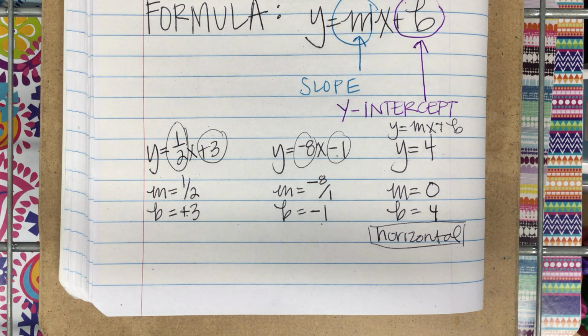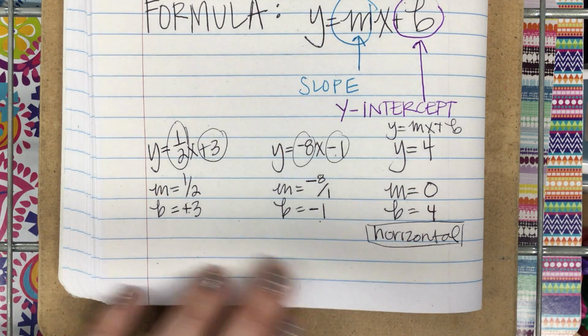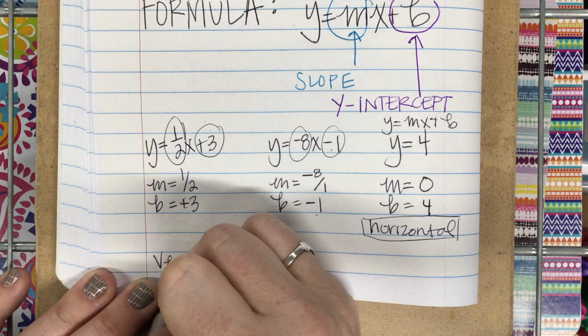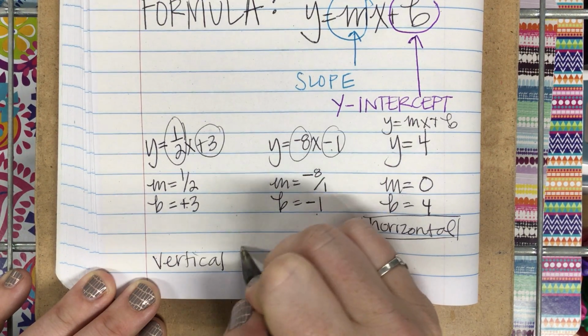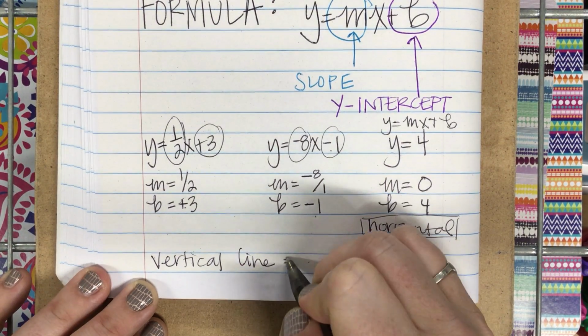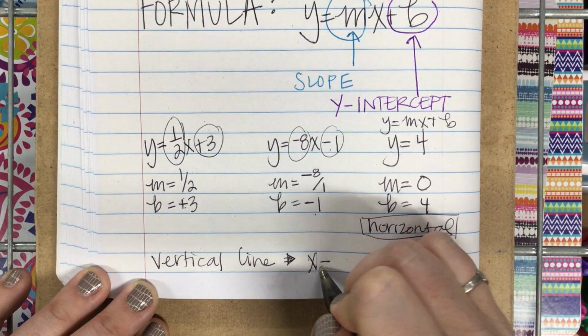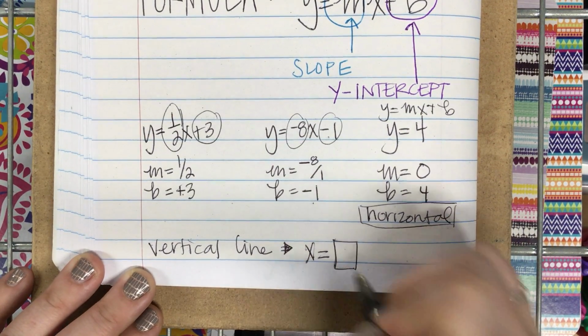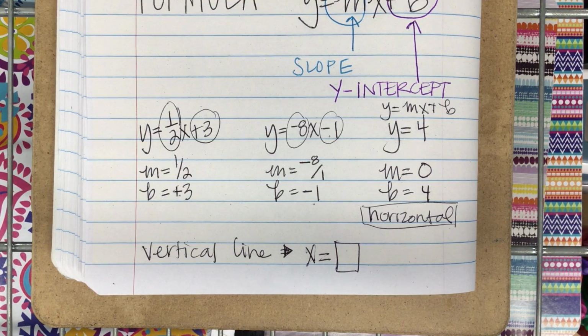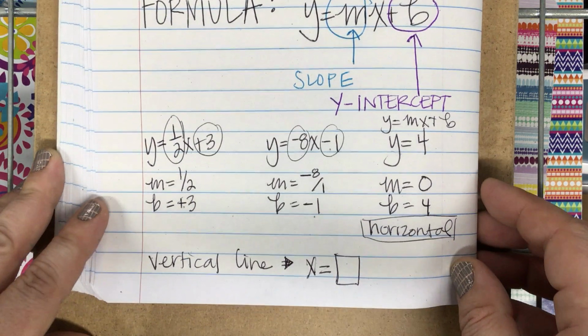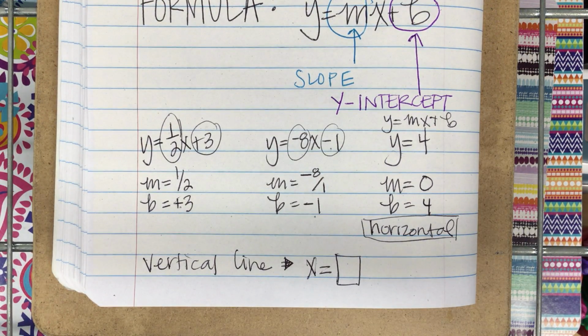Not y equals. Vertical lines are not y equals. Vertical lines are x equals. Horizontal lines are y equals a number. Vertical lines are x equals a number. Horizontal lines are y equals a number.